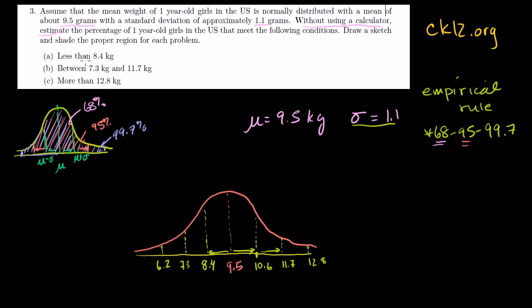So what's the probability that we would find a 1-year-old girl in the US that weighs less than 8.4 kilograms, or maybe I should say whose mass is less than 8.4 kilograms? So if we look here, the probability of finding a female baby that's 1 year old with a mass or a weight of less than 8.4 kilograms, that's this area right here. I said mass because kilograms is actually a unit of mass, but most people use it as weight as well. So that's that area right there.